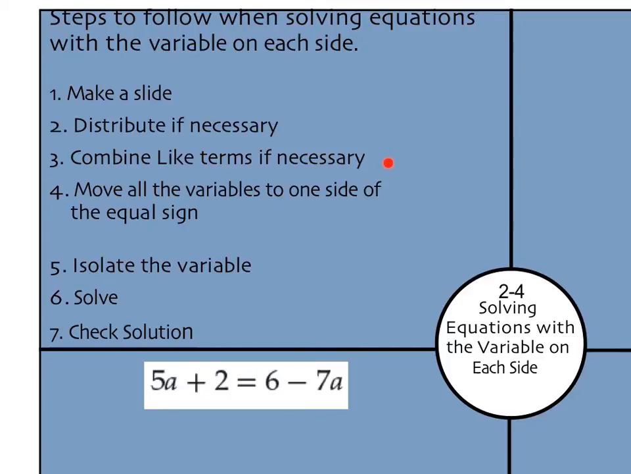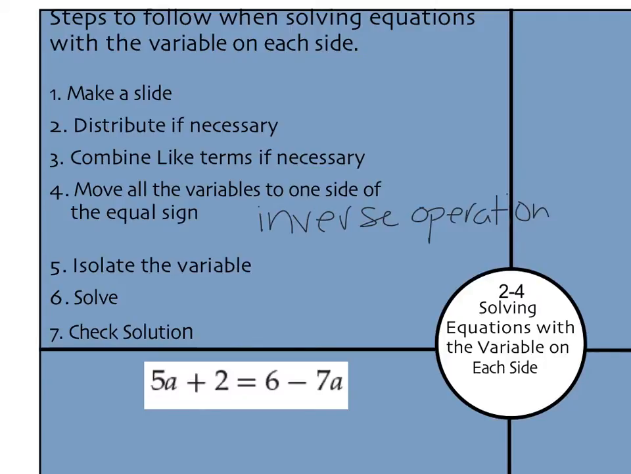Once you have that, then you might have what looks like a two-step equation on either side. Then we want to move all the variables to one side. We're still going to do this by doing the inverse operation. So if I'm adding 2x on one side and I want to move it to the other side, I'd subtract it. So you still use the inverse.